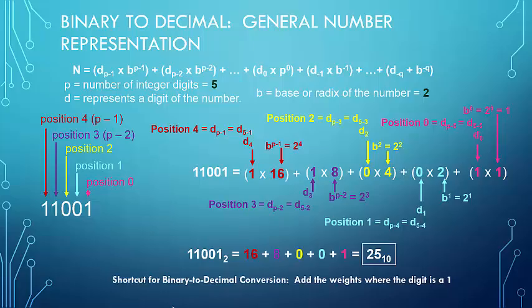And as a shortcut, hopefully we've noticed that for binary anyway, we can just add the weights where the digits are 1, because when the digits are 0, the weights don't matter, since 0 multiplied by anything, of course, gives 0.